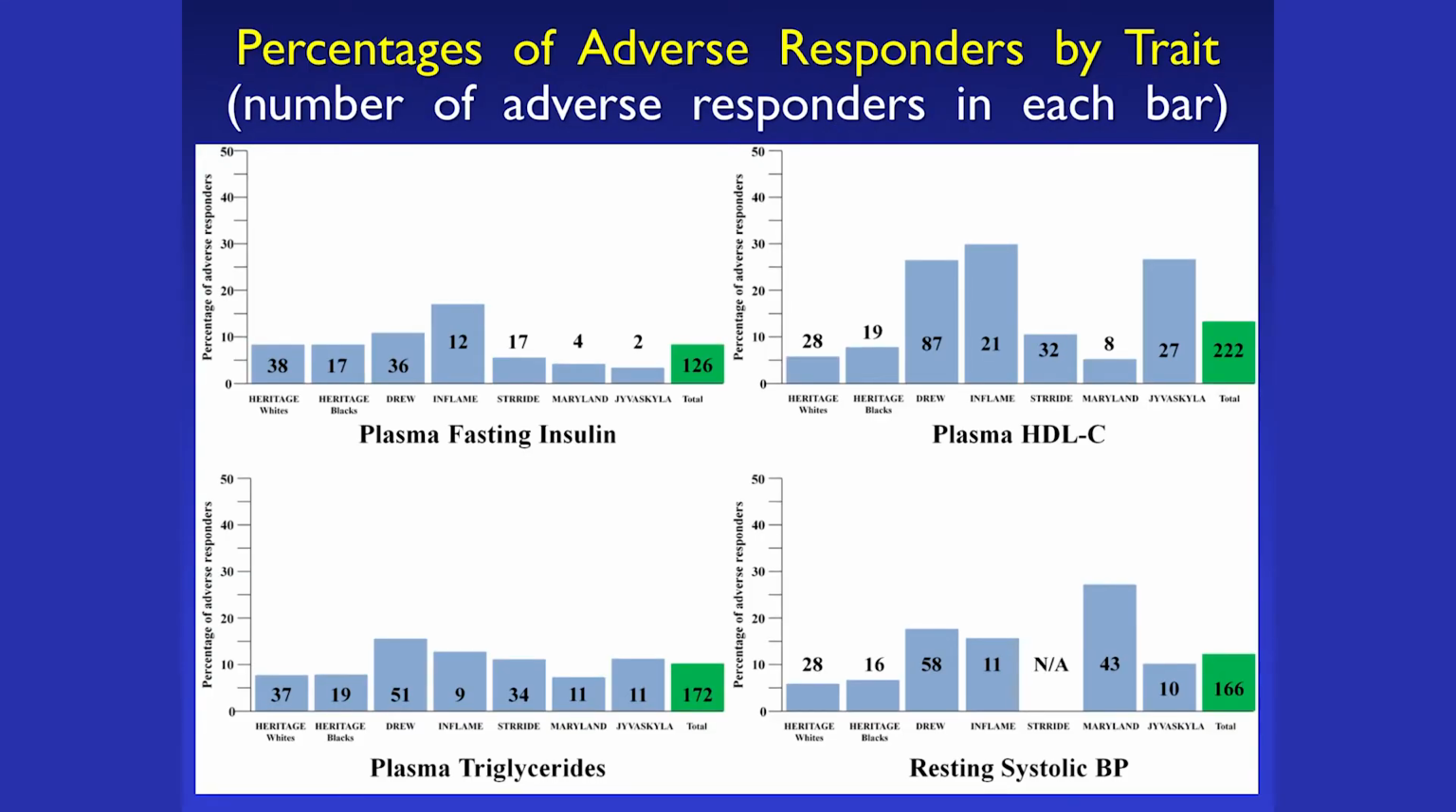7 other studies, and what we did, we looked and said, in fasting insulin, how many people had an adverse response? And so you see it's around 10 or 15%, around 10%. How many had an adverse response in HDL? Well, it's a little bit higher. It's up around 15%. How many in fasting insulin? Around 10%. How much in blood pressure? About 10 or 12%. So you've got a group of, when you get a large number of people, not everyone responds what you think they're going to do.